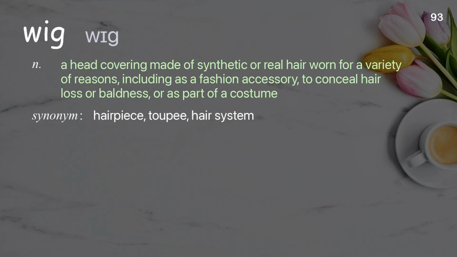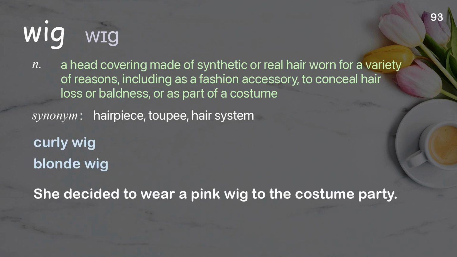Wig. A head covering made of synthetic or real hair worn for a variety of reasons, including as a fashion accessory, to conceal hair loss or baldness, or as part of a costume. Examples: Curly wig. Blonde wig. She decided to wear a pink wig to the costume party.